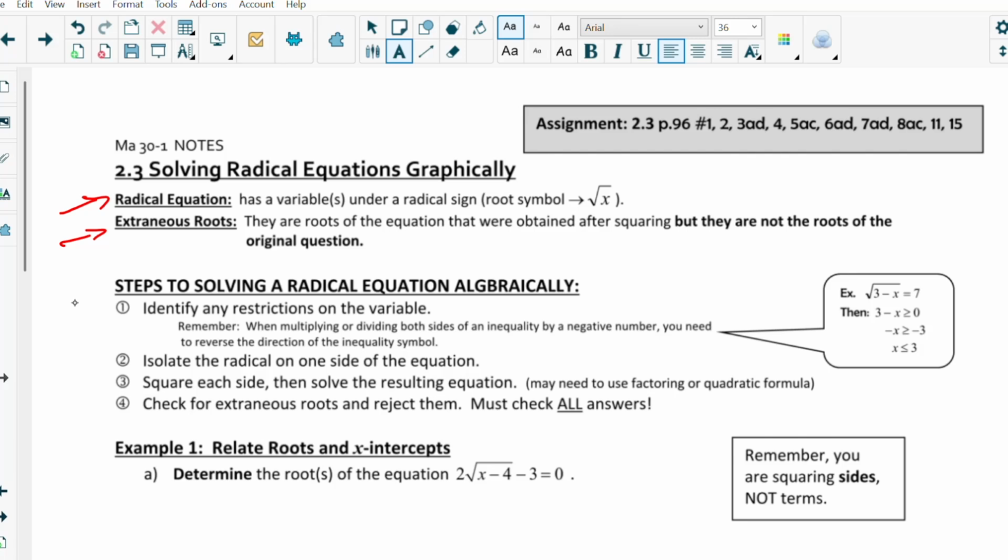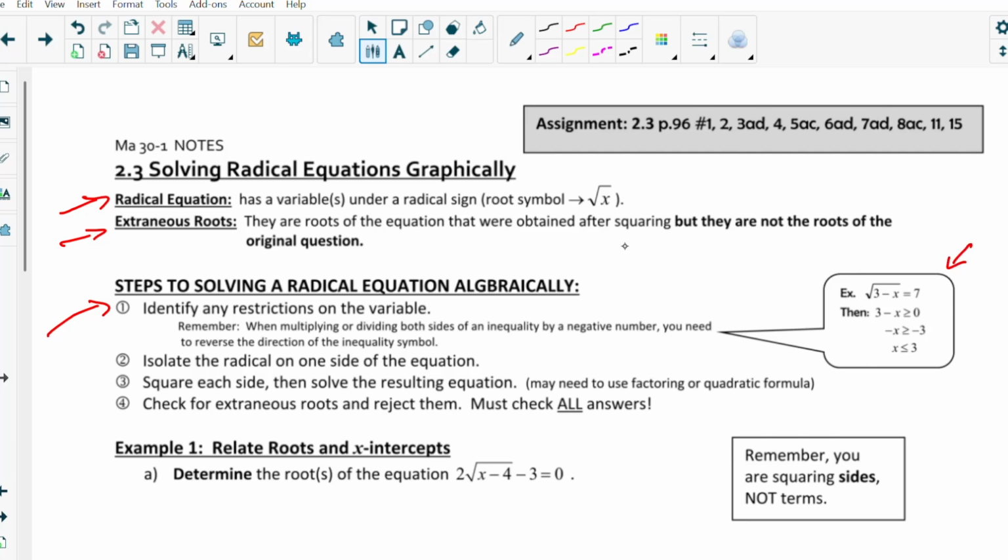Steps to solving a radical equation algebraically. 1. Identify any restrictions on the variable. Remember, when multiplying or dividing both sides of an inequality by a negative number, you need to reverse the direction of the inequality sign. So here's an example, but a much simpler example.